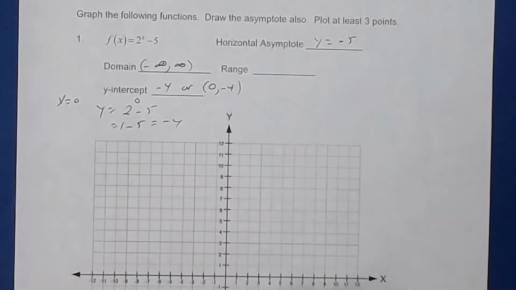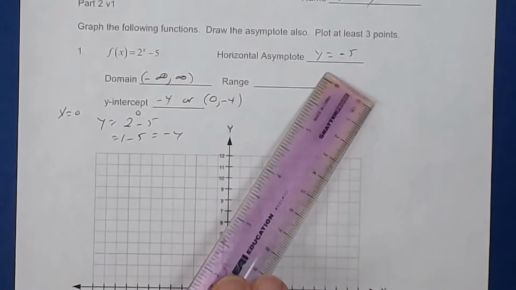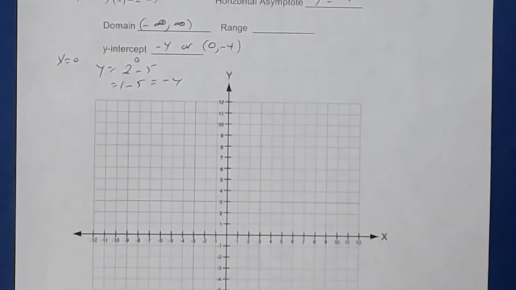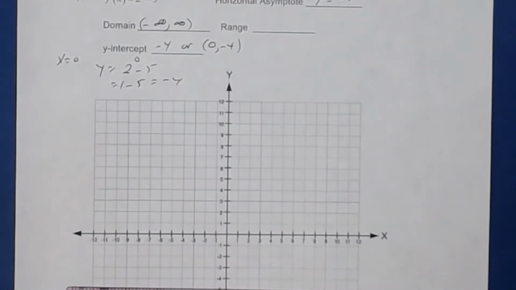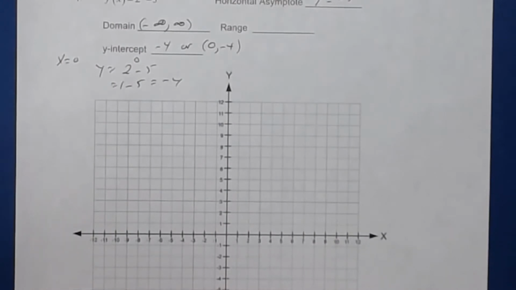So right away I note that my horizontal asymptote is y equals negative 5. So I'm going to go ahead and draw it. So here's y equals negative 5 right here. So let's go ahead and draw that horizontal dotted line. All right, so we're going to get something that looks like this. Make sure you do that. Make sure you draw the horizontal dotted line.